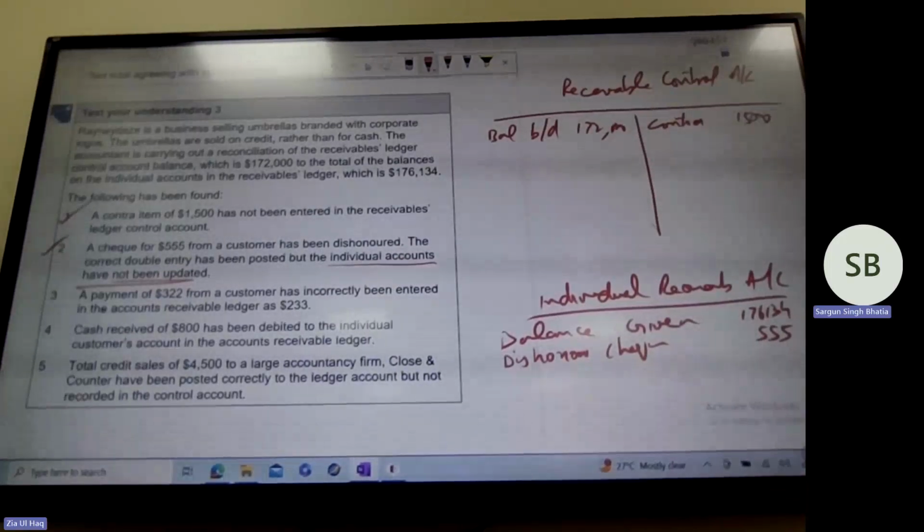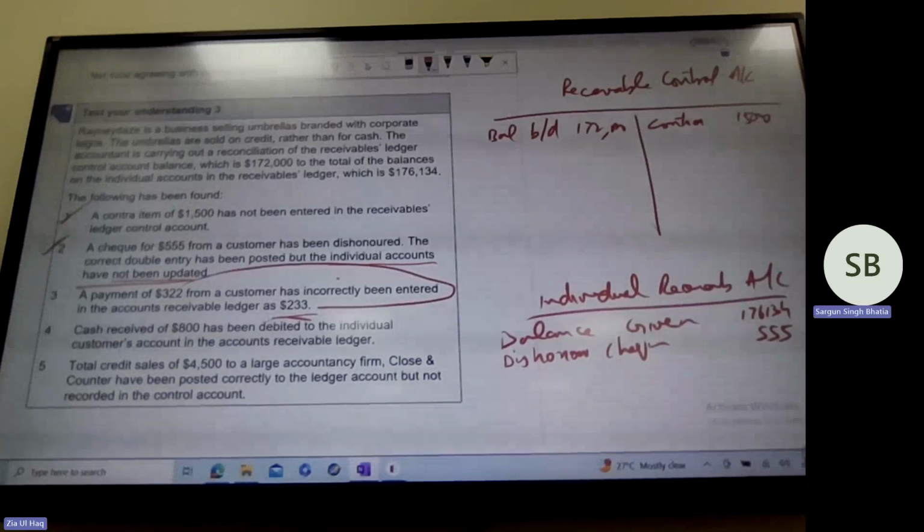Number 3, a payment of 322 from a customer has incorrectly been entered in the accounts receivable ledger as 233. I mean, there was a payment of 322, but we recorded 233, a lesser amount. So with the remaining amount, we have to record the payment. How much is the remaining amount? The difference between these two amounts is 89. Yes, sir, 89 rupees.